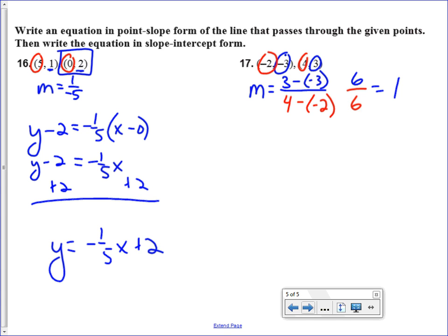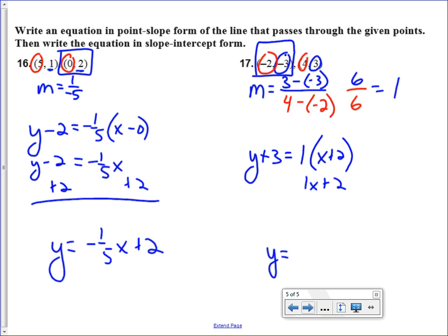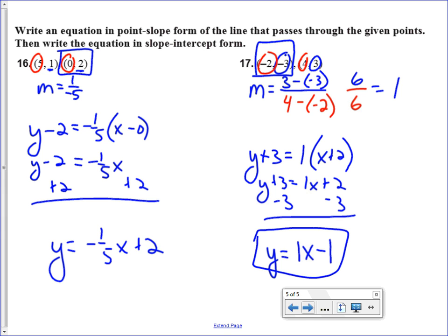So now you got to pick one of your points. I'll pick this one this time. So I'm going to plug those two along with my slope back into point slope form. So it'd be y plus a 3 equals a 1 times an x plus a 2. So now, how do I go from there? I want to get into the equation y equals, so I'm going to have to distribute. So I'd have 1x plus 2. So all I have to do to finish it off, subtract the 3, and you end up with a 1x minus a 1. So there would be your equation in slope-intercept form.